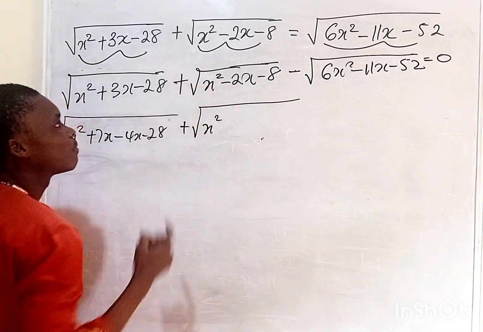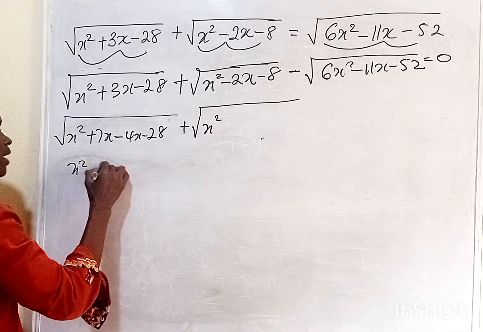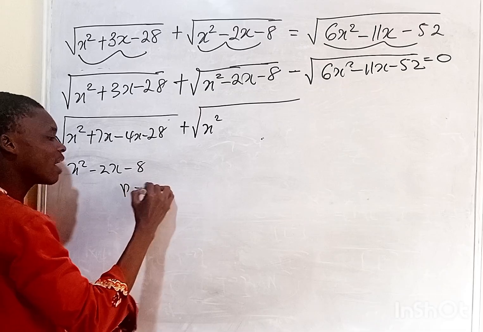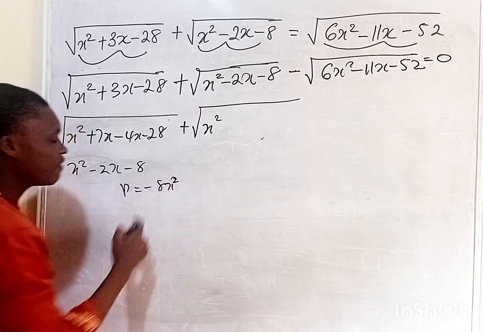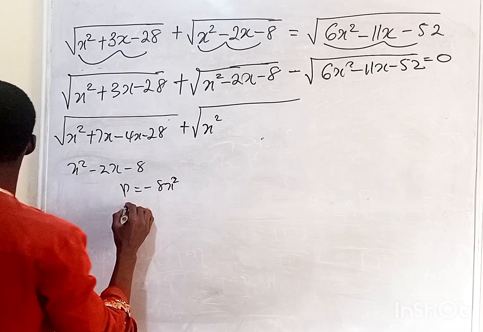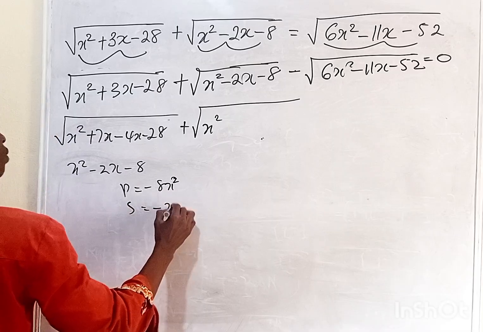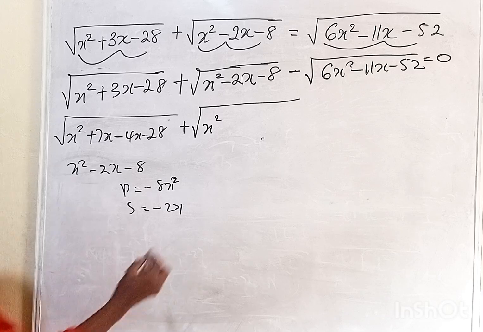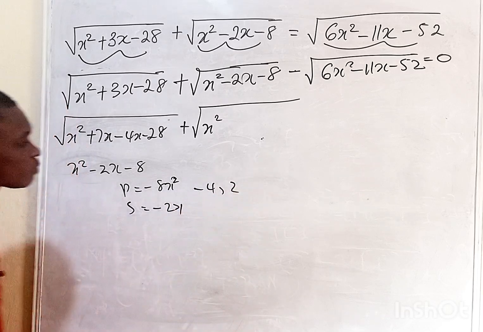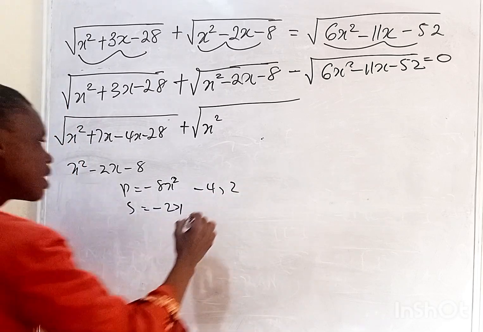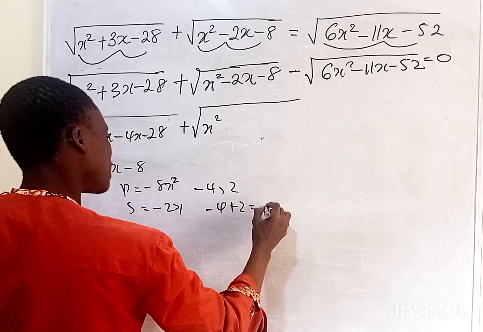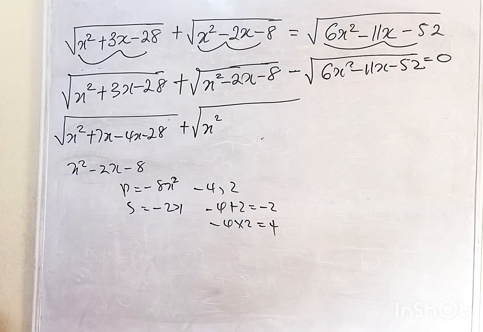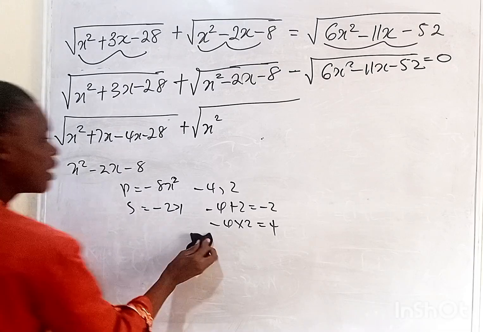Now let's factorize this one. This is x squared minus 2x minus 8. So we need two numbers that if we multiply them, we have negative 8x squared, and if we add them, we have negative 2x. Clearly, we know that those two numbers are minus 4 and 2, because minus 4 plus 2 gives us negative 2, and minus 4 times 2 gives us negative 8. All right, so let's proceed from here.